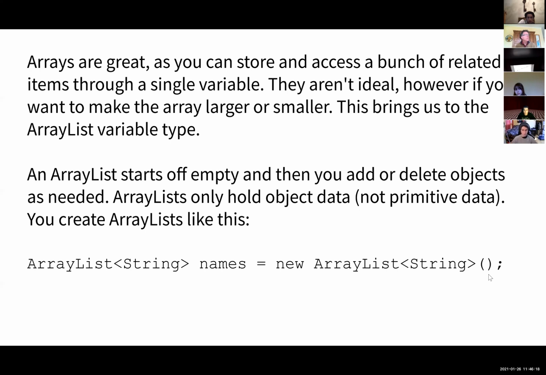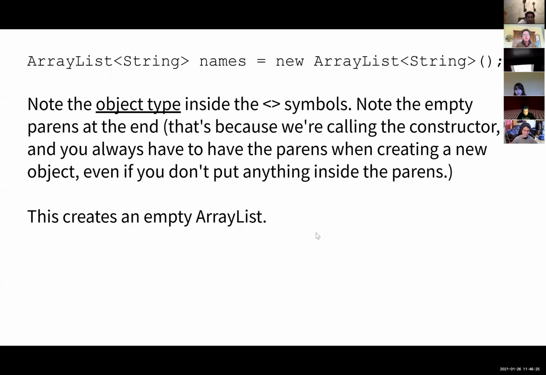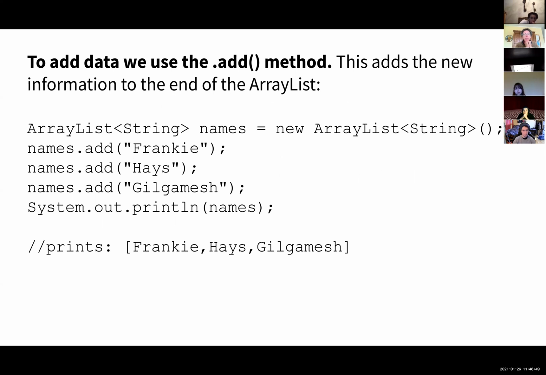That's because we're calling the constructor of the ArrayList class, and you always have to have parentheses on the end of a new call. So I just copied that line over again, and I'm noting the object type between the greater than and less than symbols. In this case, it's String. If we were making an array list of frog objects, it would be the word Frog. Anyway, that command creates an empty array list. And then to add data, we use the .add method. This adds new information to the end of the array list.